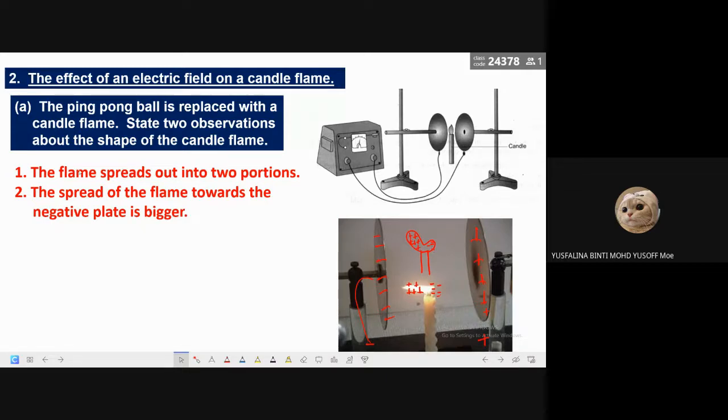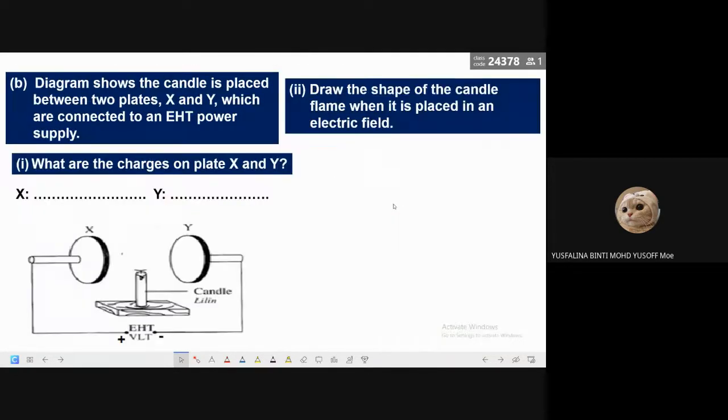So the flame spreads out into two portions. The spread of the flame towards the negative plate is bigger, right? So what is the charge of the plate? This is positive, right? They give you already, and this one is negative. You need to see the label here, positive, and this one negative.